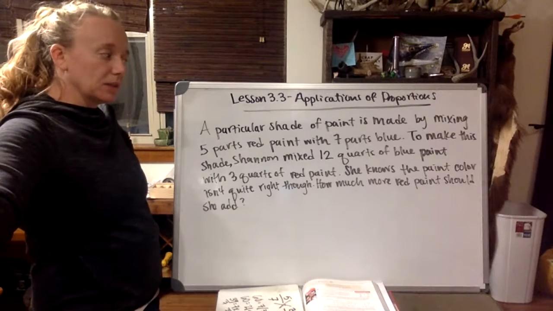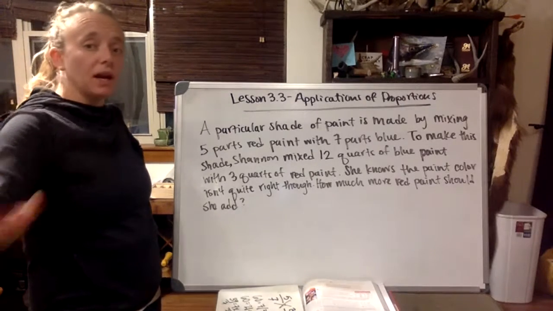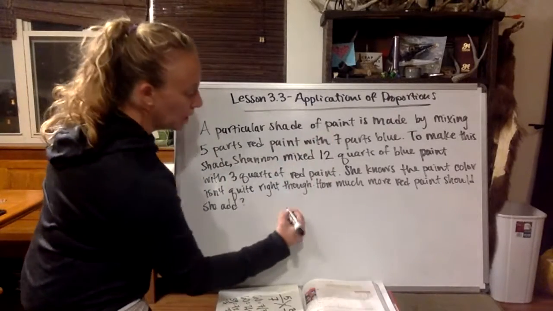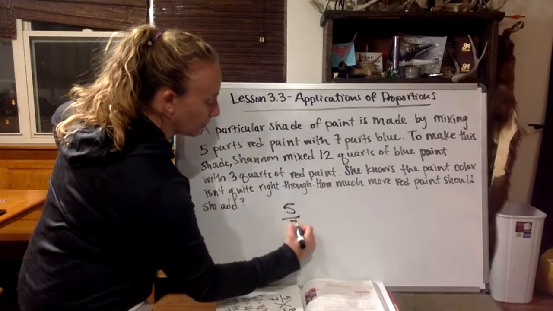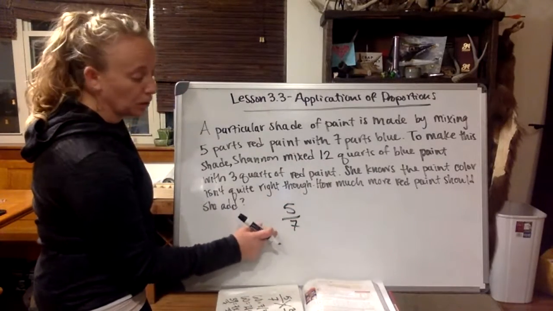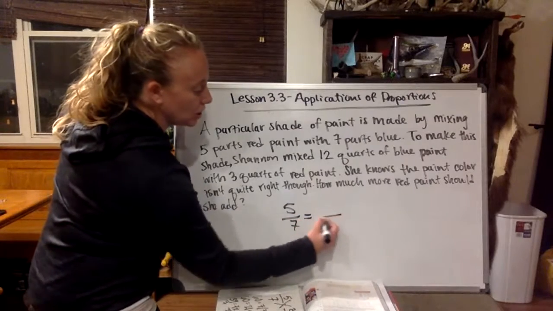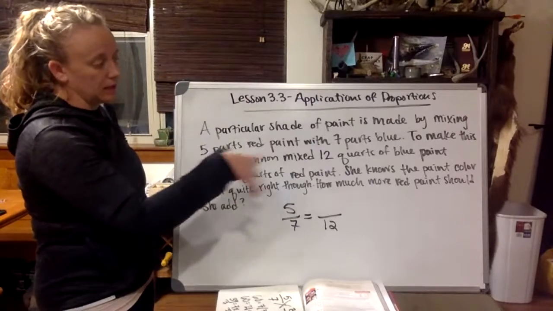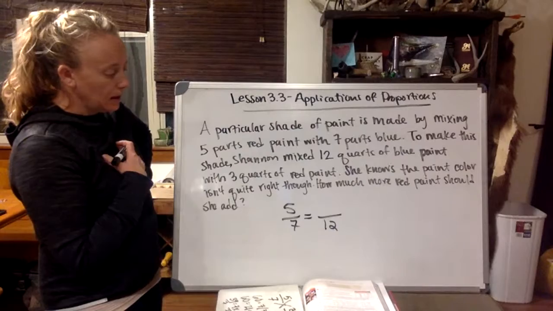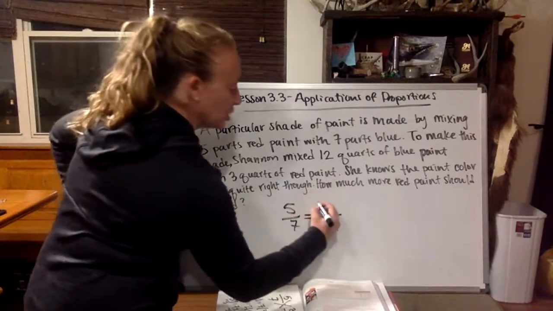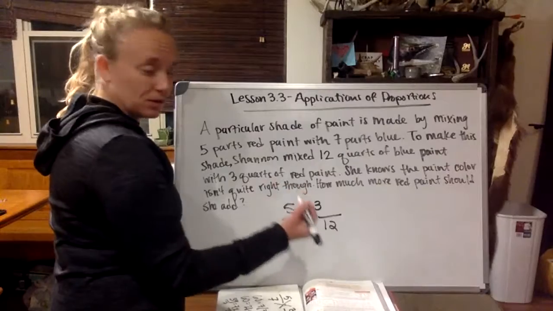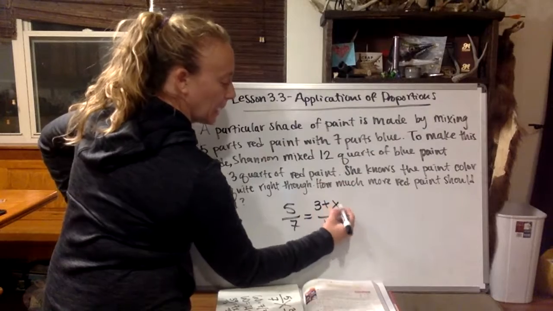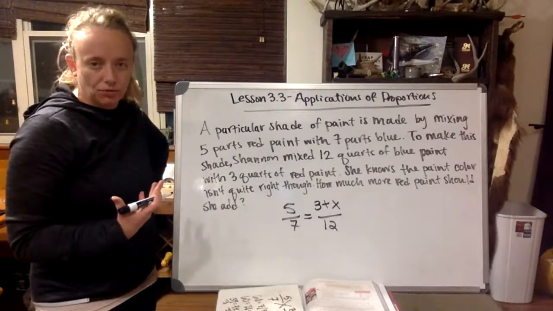Okay, so we're going to look at this proportion and try to solve it. We know the initial ratio for this paint is 5 parts red to 7 parts blue, so we can write this part of our ratio: 5 parts red to 7 parts blue. We also know that she has already put 12 quarts of blue paint into this concoction, and she's put in 3 quarts of red paint. She knows that she needs to add more red paint, so we're going to add x to that because we don't know how much red paint we need.